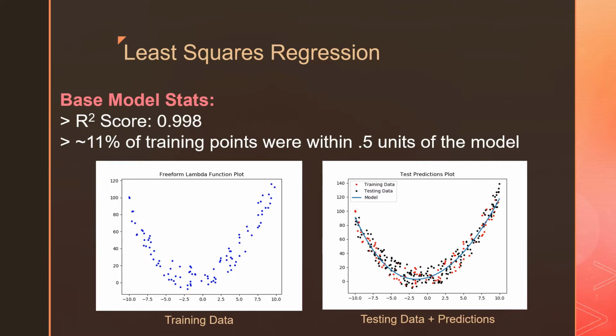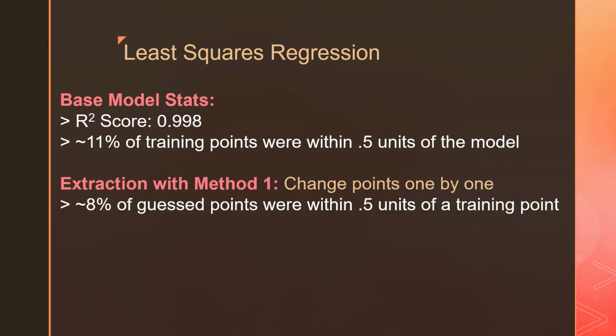Some things that you need to know about the base model that we used. It's got a high R-squared score, which you would expect from a least squares regression model. But more importantly, about 11% of the training points were within 0.5 units of the model. Down below here, you can see the training data on the left, and then on the right-hand side, you can see the training data in red, testing data in black, and then the model itself, which is just a line in blue running through those data points.